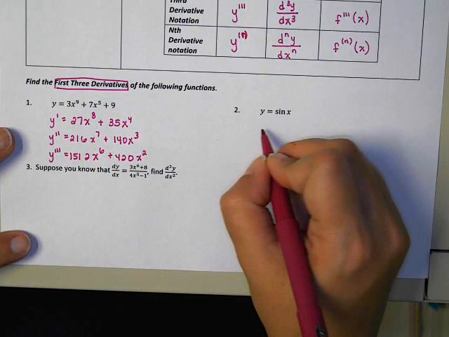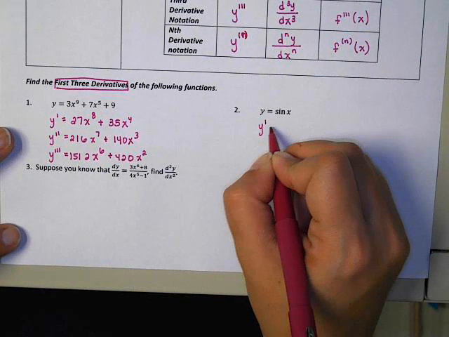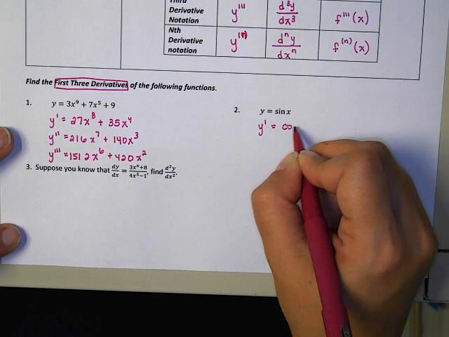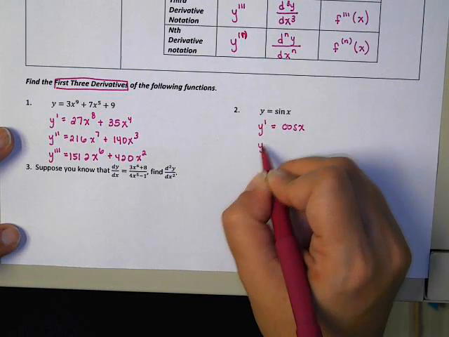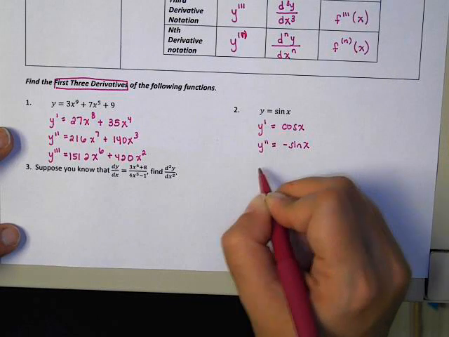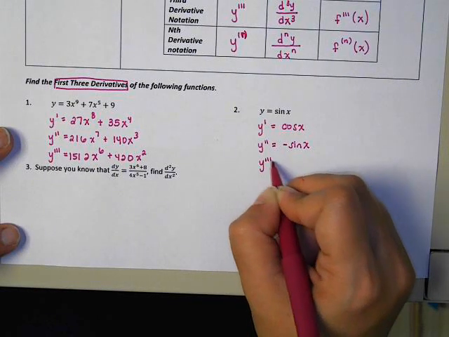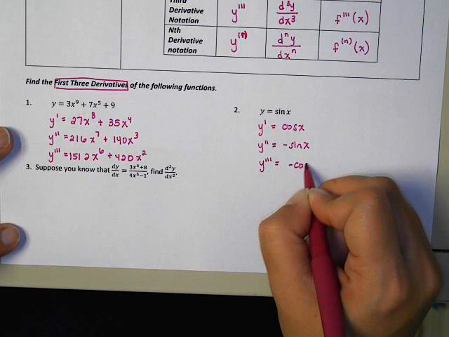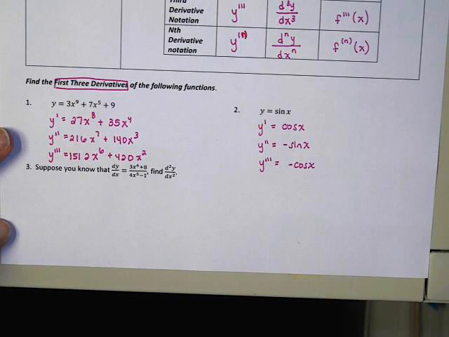For problem number 2, my first derivative would be cosine. My second derivative would be negative sine. My third derivative would be negative cosine, and then I'd be done.